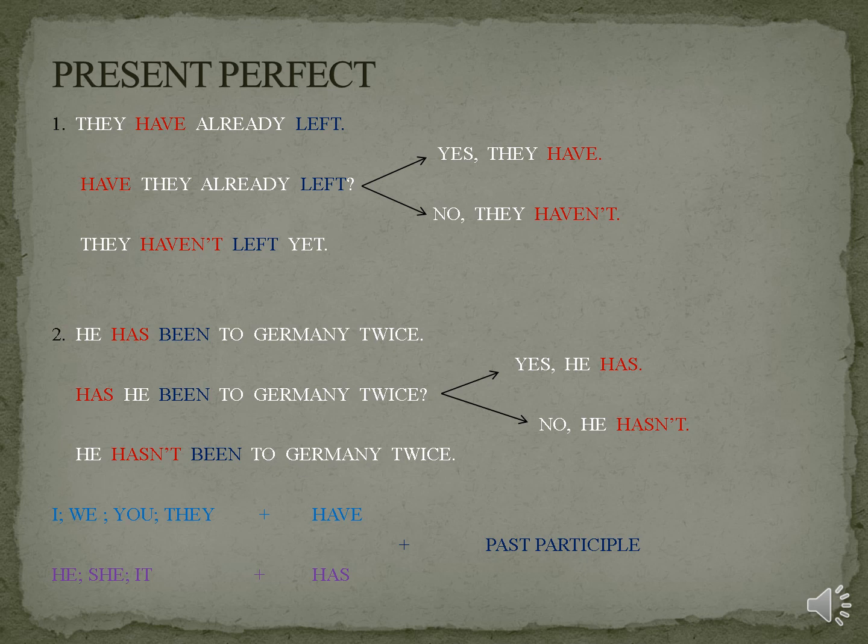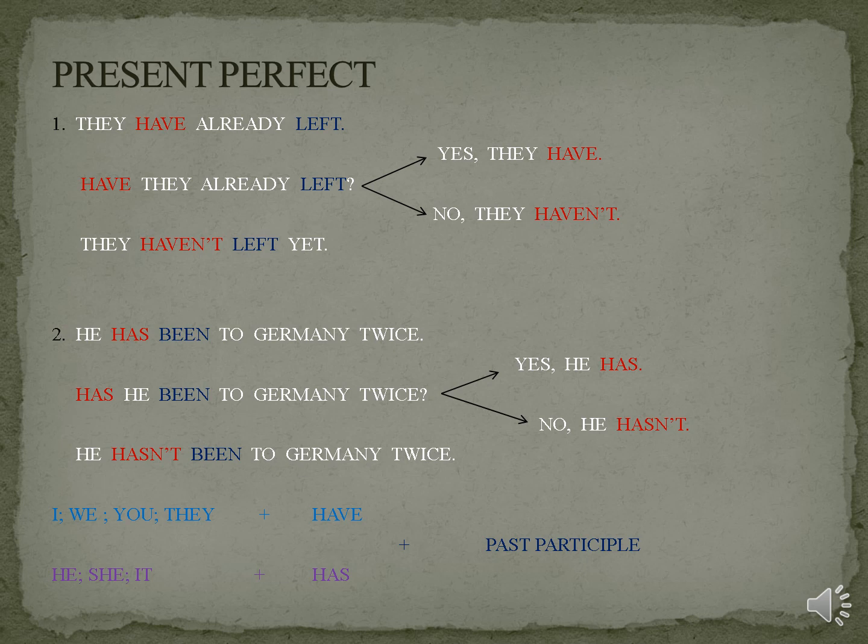In order to make it a question, we use have at the beginning of the question, and we also use have or haven't in the short answers. In order to make the sentence negative, we use haven't plus the past participle of the main verb. If the sentence begins in he, she, or it, we use the auxiliary has plus the past participle of the main verb. The example sentence is, he has been to Germany twice. To make it a question, we use has at the beginning of the question, and in the short answers, we use has or hasn't. In order to make the sentence negative, we use hasn't followed by the past participle of the main verb.